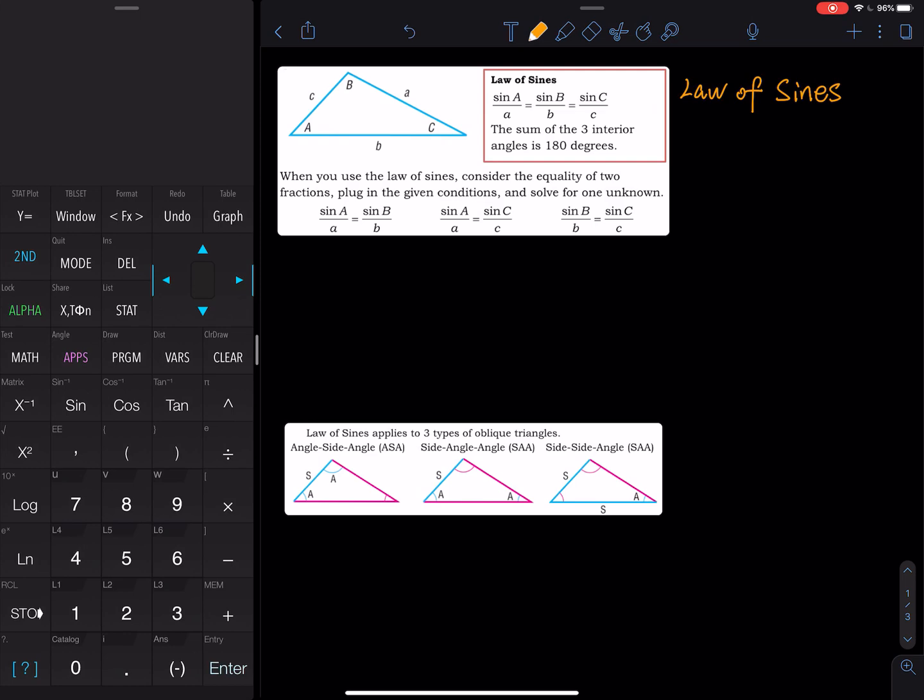Again, we solve for one unknown. Let's say we know the givens for A and B. So you have sine of A divided by a equals sine of B divided by b. Let's say angle A I don't know, so I keep that as sine of A, and then length a is equal to 10, and angle B is equal to 40 degrees, and then length b is equal to 12. And then all you have to do is solve for A. This one is solvable because there is only one unknown.